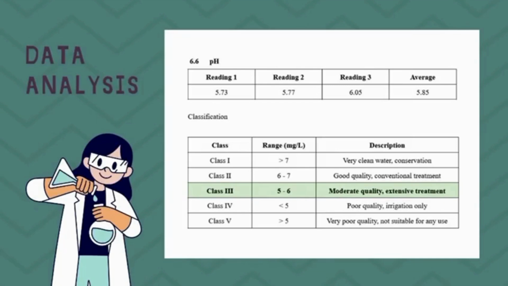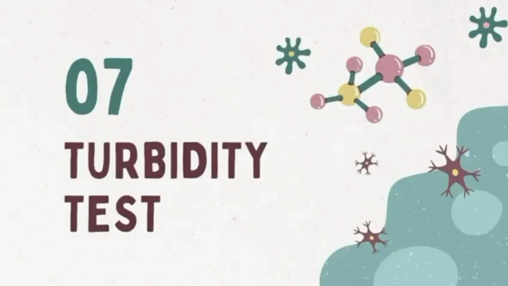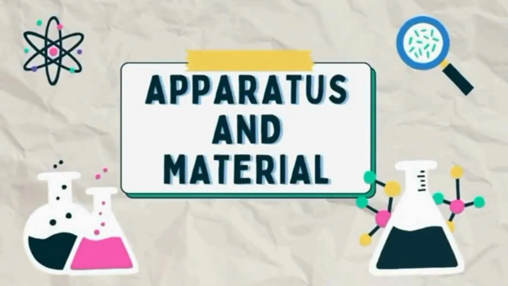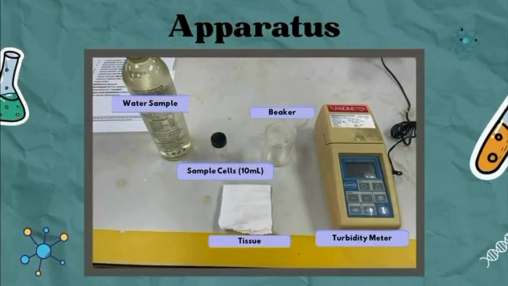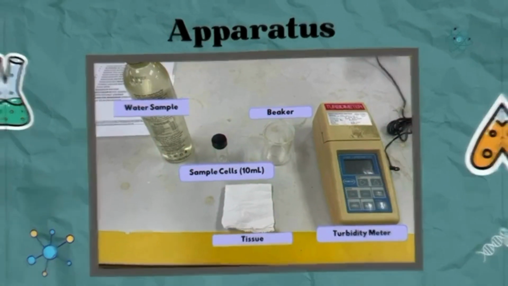Data analysis. The water sample has an average pH of 5.85, which indicates slightly acidic condition. It falls under class 3, which is moderate quality, but it needs extensive treatment. Turbidity test. Apparatus and material. Water sample, beaker, sample cell, tissue and turbidity meter.